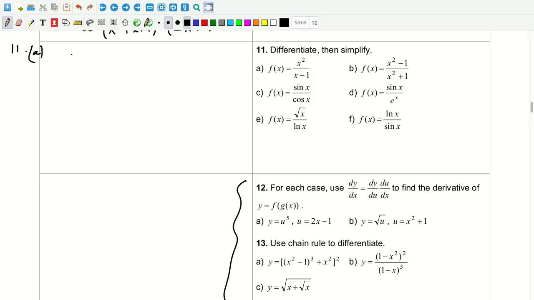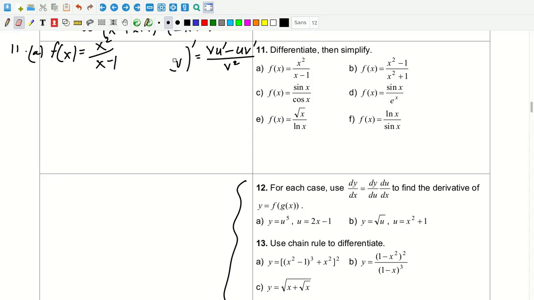So okay, 11a. These guys, we did product rule in the previous videos. Today we're going to do quotient rule, right? So we're going to do f of x equals x squared over x minus 1. Now quotient rule, you've got the derivative of u over v. The derivative is basically v u prime minus u v prime, over v squared. That's essentially the derivative.